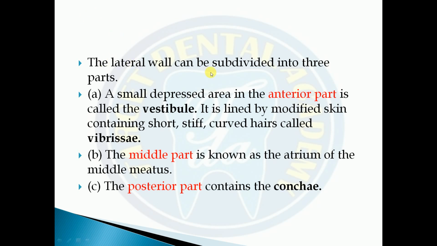So the lateral wall can be subdivided into three parts: the anterior, the middle and the posterior part. The anterior part is called the vestibule, while the middle part is called the atrium of the middle meatus, and the posterior part contains the conchae.